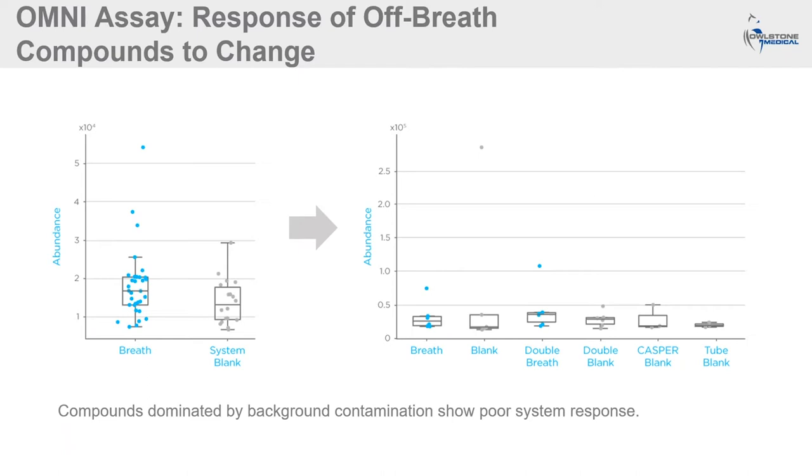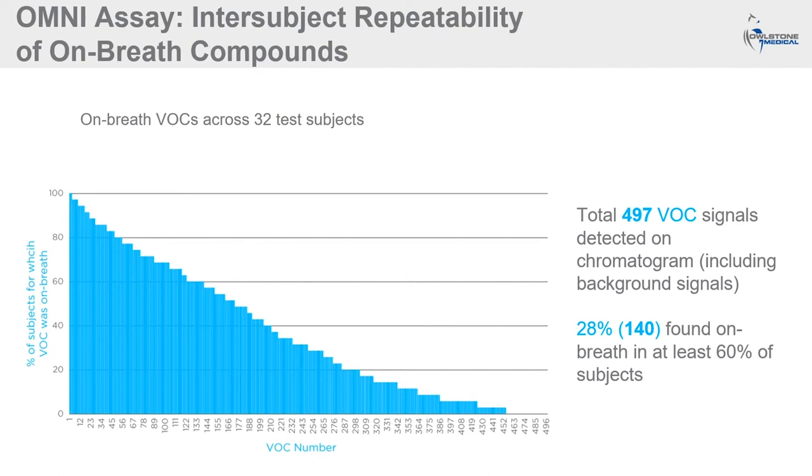So zooming out then, this is a snapshot of our capability since introducing the Orbitrap. Again, this is the same study with 32 healthy volunteers. We measured nearly 500 VOCs on our breath samples. The y-axis here is the percent of subjects for which the VOC was on breath. For a few VOCs, we see a repeatability of 100%, which means for every volunteer, that compound was on breath. For 140 of the VOCs, we see those on breath across at least 60% of subjects.